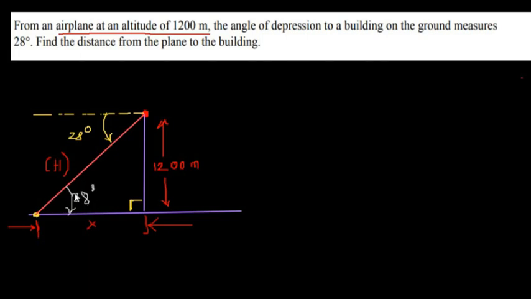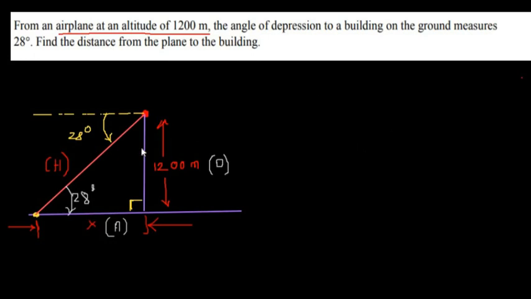So now we have got the angle of concern, and opposite to this 28 degree is 1200, which becomes the opposite side. And the horizontal distance between the plane and the building becomes the adjacent.